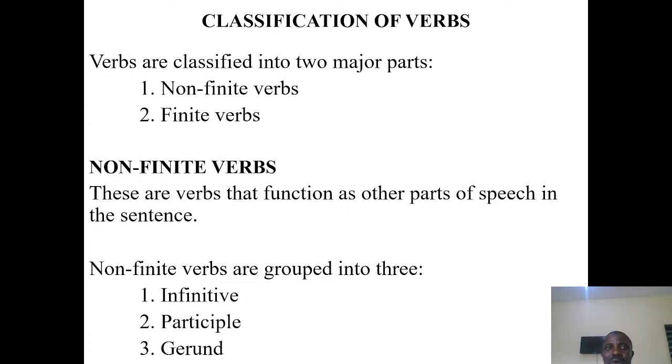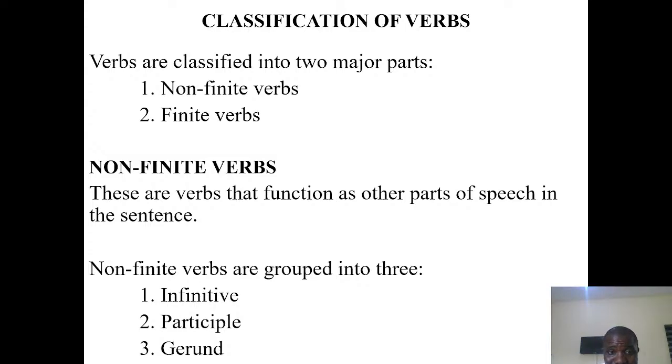Classification of verb. We can classify verb into two: non-finite verbs and finite verbs. Why do we call them non-finite? Why do we call them finite? Now, non-finite. These are verbs that function as other parts of speech in the sentence. Originally, they are verbs. Morphologically, they are verbs. In terms of structure and appearance, they are verbs.